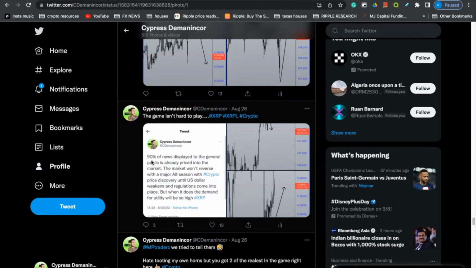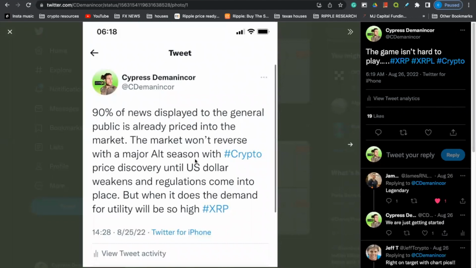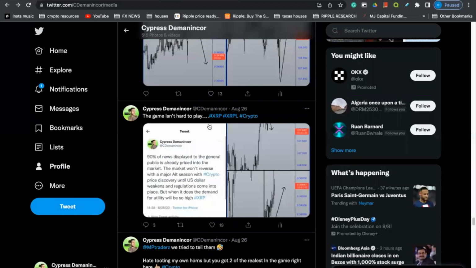Here I said 90% of news displayed to the general public is already priced into the market. The market won't reverse with a major alt season with crypto price discovery until the United States dollar weakens and regulation comes into place. But when it does, the demand for utility will be so high. So this is just to prove to everybody that I'm bullish on the markets overall.